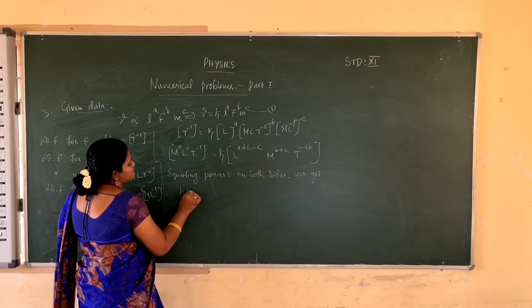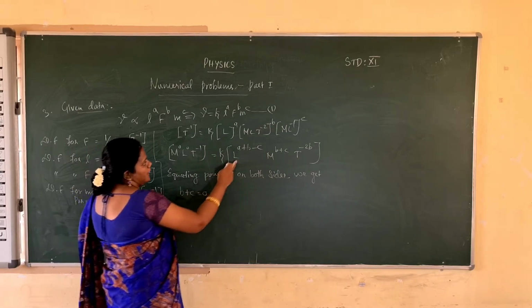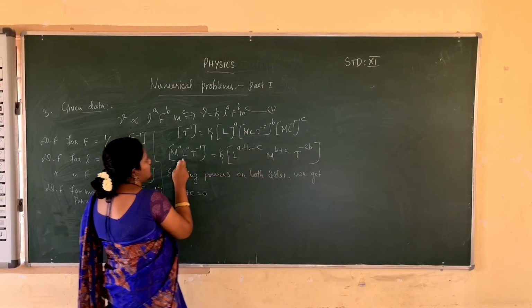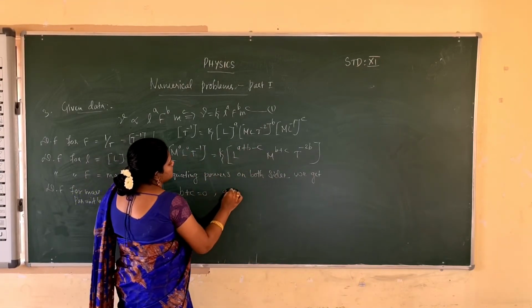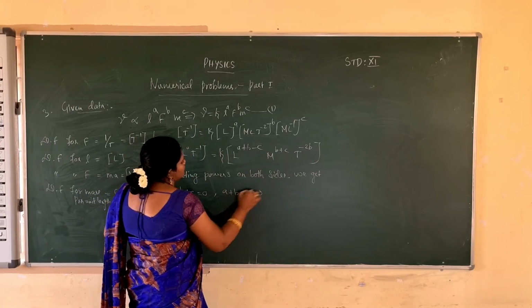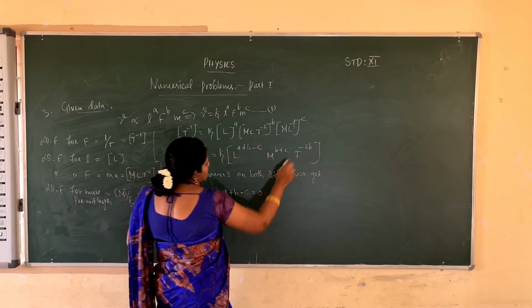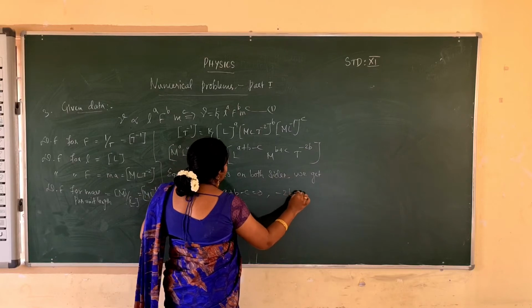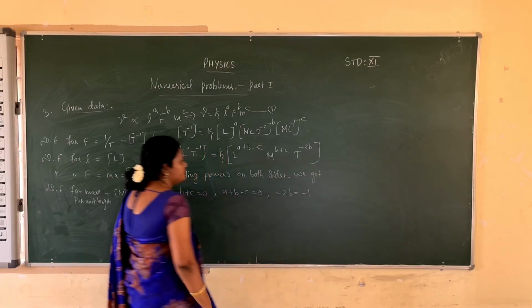So B plus C is equal to 0. Then L power 0, L power A plus B minus C, so A plus B minus C is equal to 0. And T power minus 1, T power minus 2B.